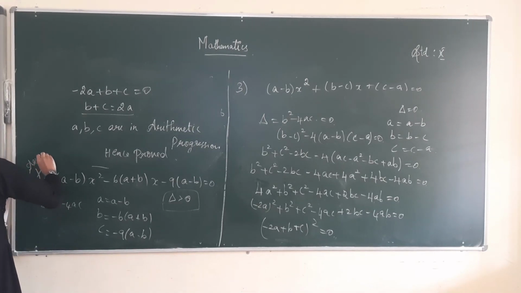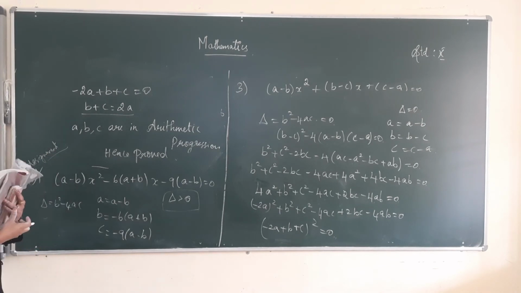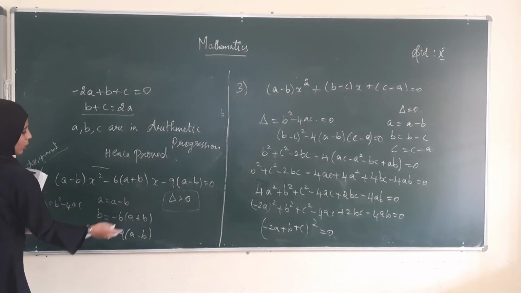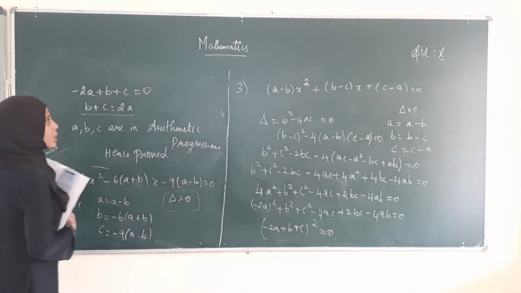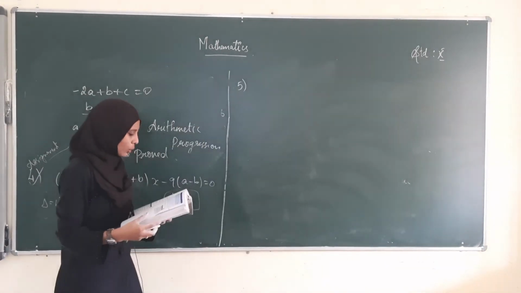This is the sum which has been given as assignment in this video. Complete it and you have to prove del is greater than 0. This is how we have to take the values. Now the last sum, the fifth sum.